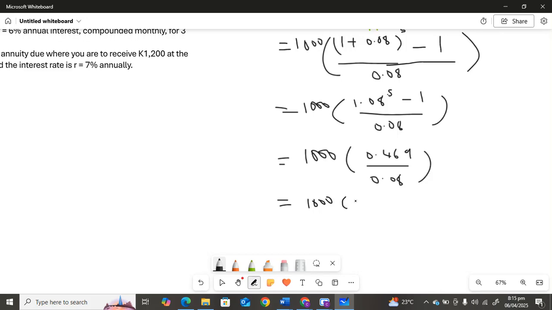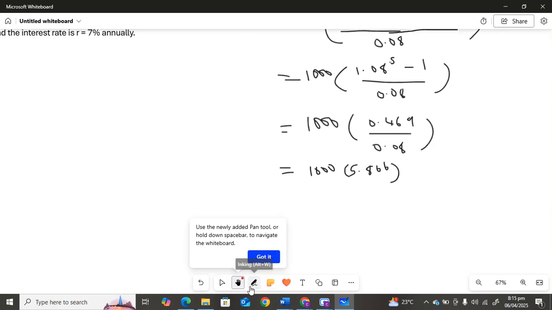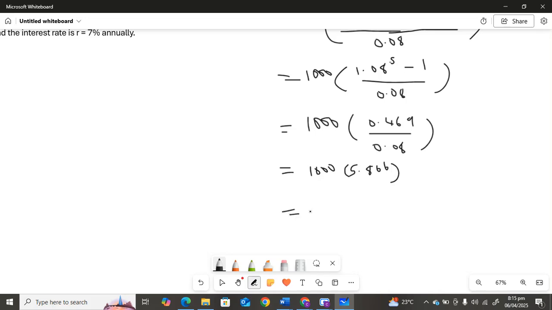It's 1,000 multiplied by 5.866. We get 5,866. Yes, that is how much we're going to have at the end. Any questions?